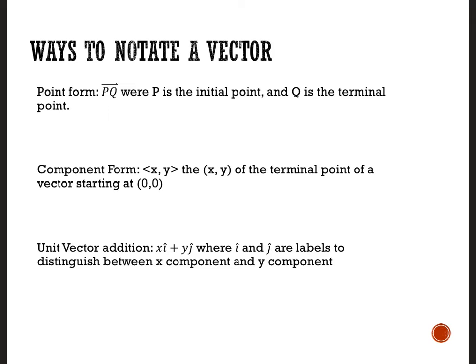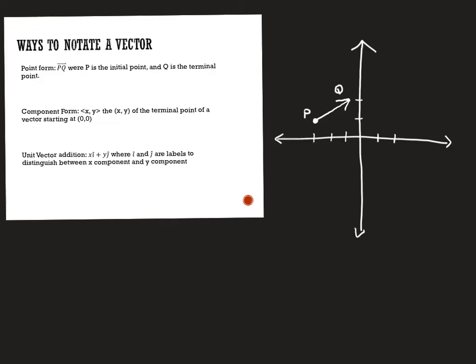A couple different ways to notate a vector. There's point form, component form, and then what's called a unit vector addition. I'm going to draw a vector and then we'll talk through some ways that we can talk about or notate a vector. Okay, the first way to talk about the vector is in what's called point form.